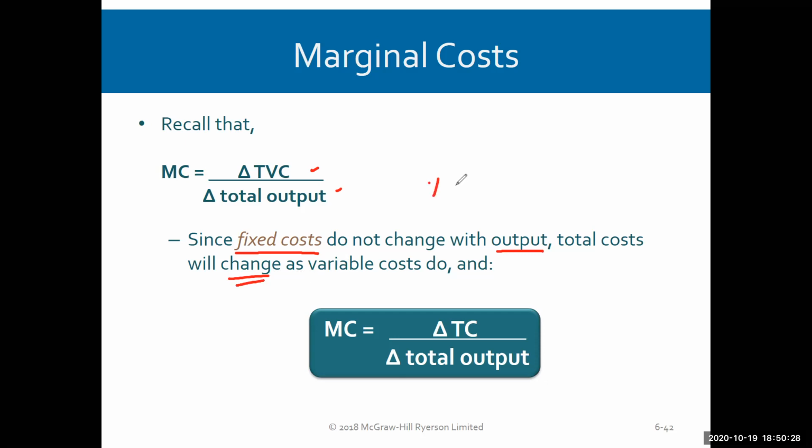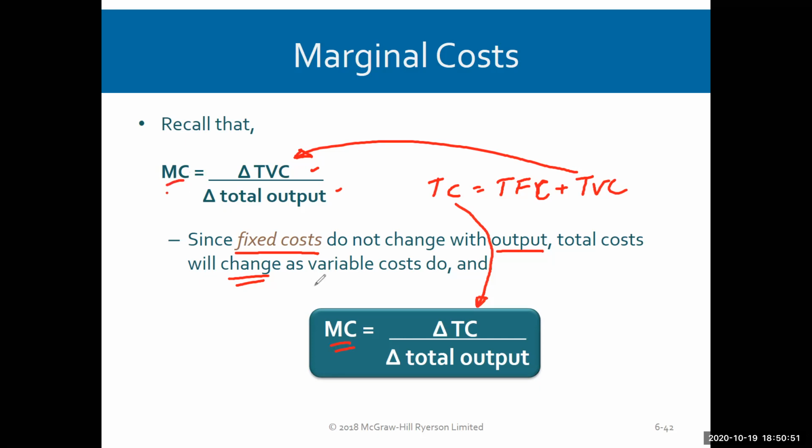Total cost is equal to total fixed cost plus total variable cost. So here is our total variable cost. We want to know its change to find marginal cost. Well, they say that I can actually use total cost in a marginal cost formula and it will be the same. And that's true because if we look at a change in total cost, that's going to be the same as a change in total variable cost because fixed costs don't change.